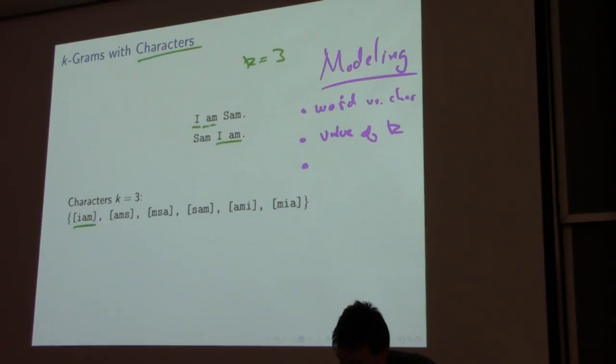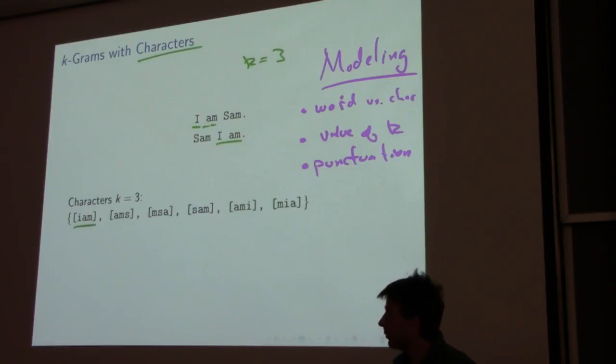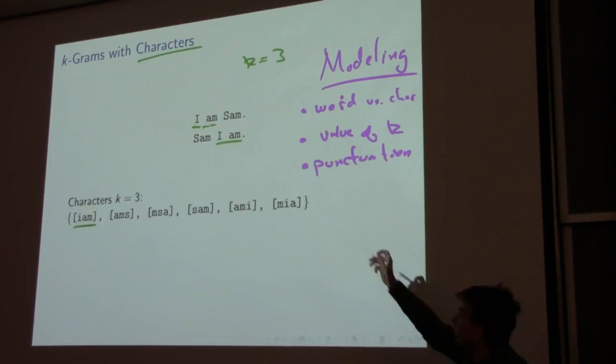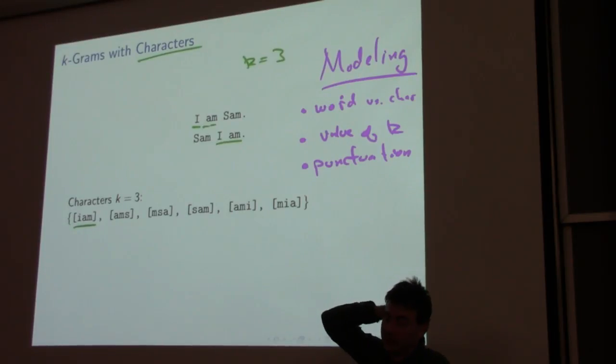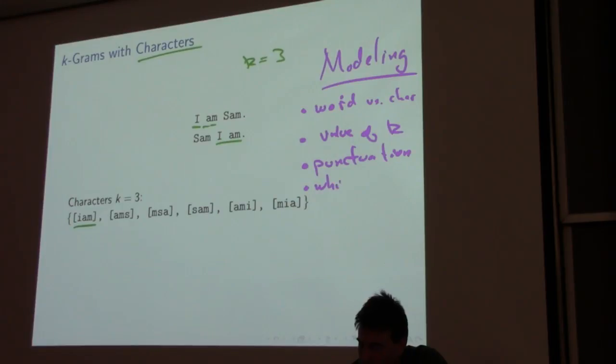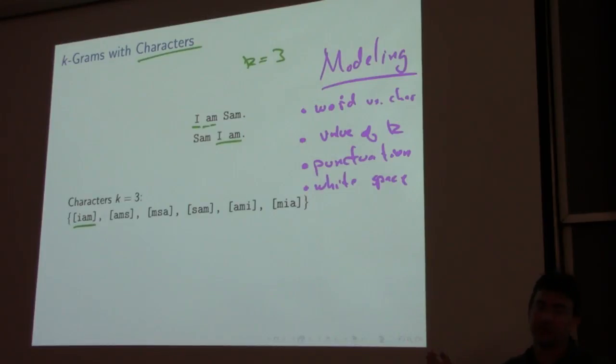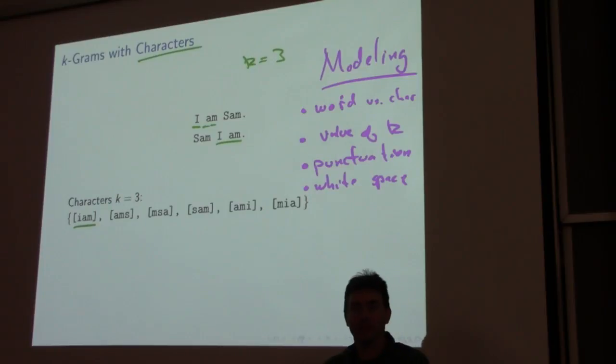Good. So punctuation, I've removed all the punctuation. There was a period at the end of Sam, and I haven't included that. That's a choice. I could include that. Sometimes you might want to do that. The white spaces, yeah. I've removed white spaces. So should I include white space? Maybe I should include white space. I haven't here, but I could have.